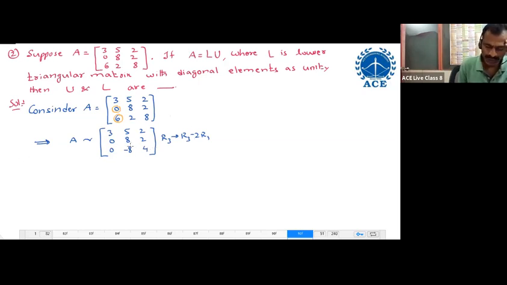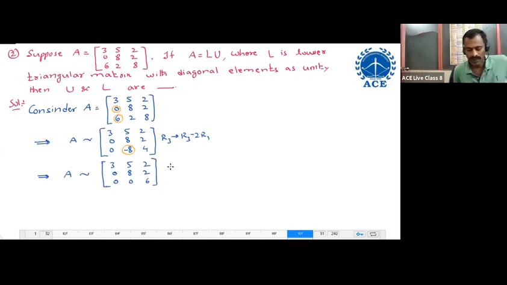Along the second column, below the second element, it should be 0. Which implies A is equivalent to 3, 5, 2, 0, 8, 2, 0. These two are the same. So R3 plus R2 directly. Just R3 plus R2. 0, 6. That's all. This is the upper triangular matrix. So this is the U matrix completed. Next, we try to find the lower triangular matrix.